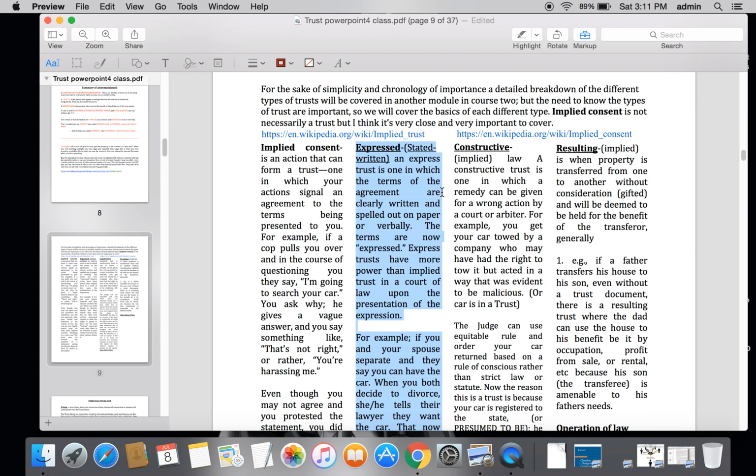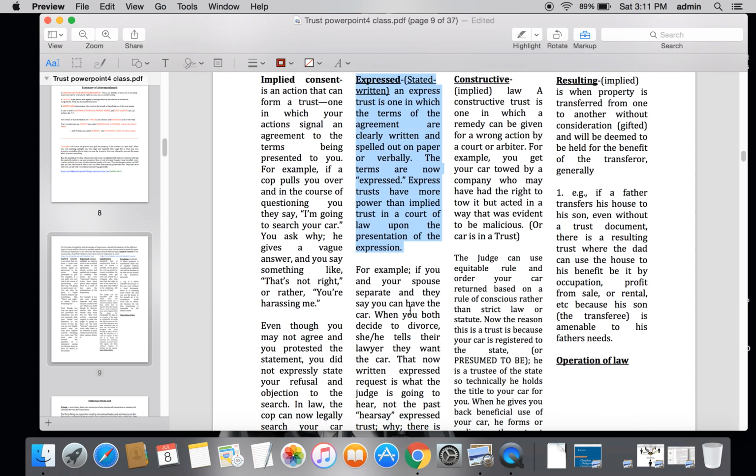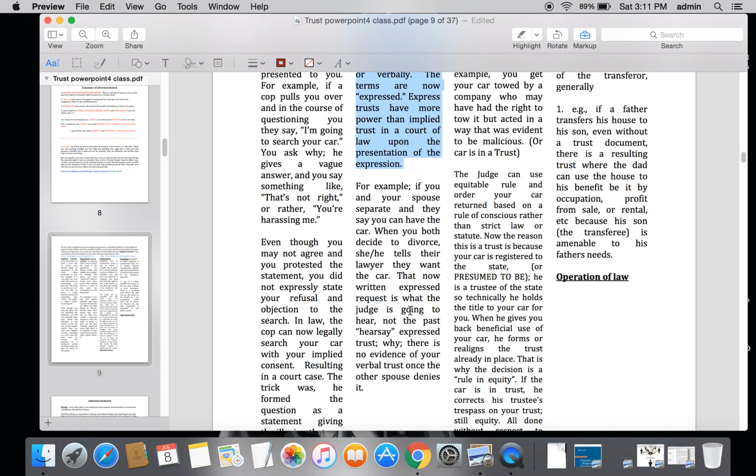All right. So express trust: clearly written, spelled out on paper. The terms are now express. Express trust has more power than implied trust in a court of law upon presentation of the expression. For example, if you and your spouse separate and they say you can have the car, and when you both decide to divorce, he or she tells the lawyer they want the car. Now, that written express request is what the judge is going to hear.